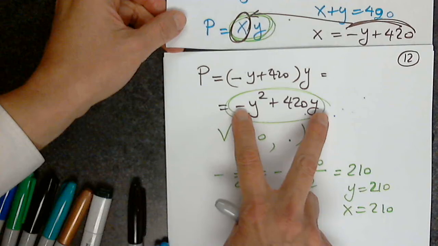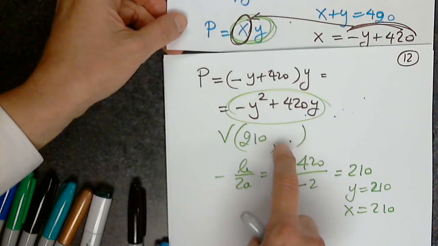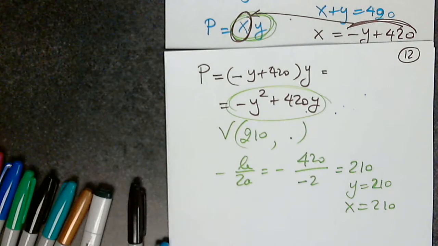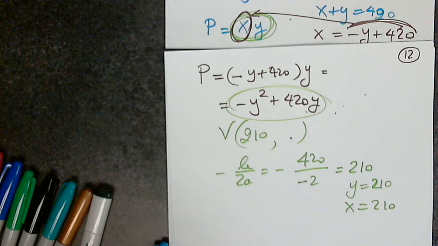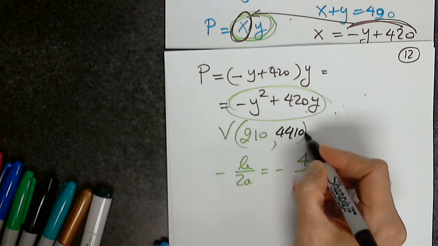Because this is the same with this. I have x, I have y now. I multiply them and put the number. So how much is 210 squared? 21 squared is 441. So 44100.